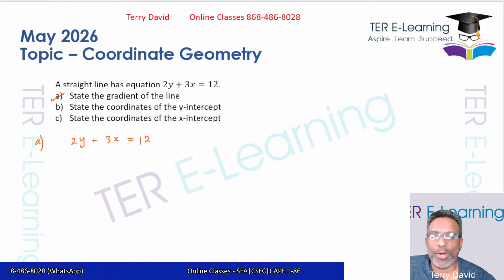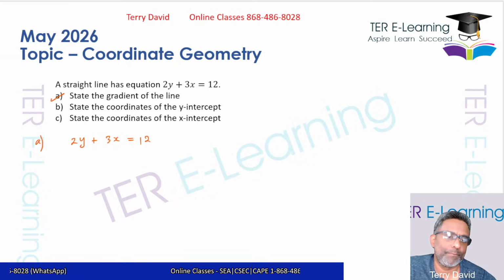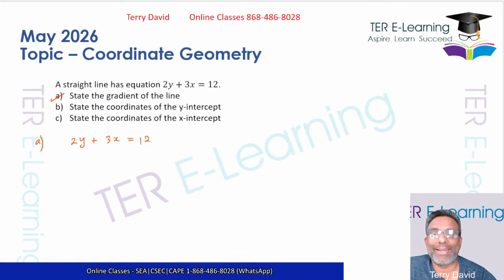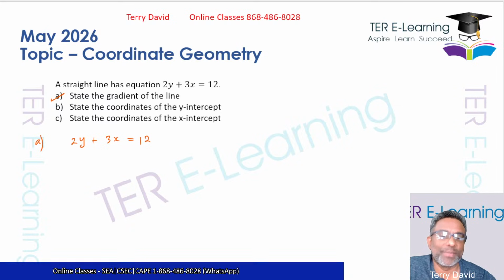Right? I just want to see some more answers. Some people say minus 3/2. I've seen 2/3. This is a common thing that CXC can bring in the exam, right? They can give you an equation and they can ask you for things like the gradient and the y-intercept and the x-intercept.